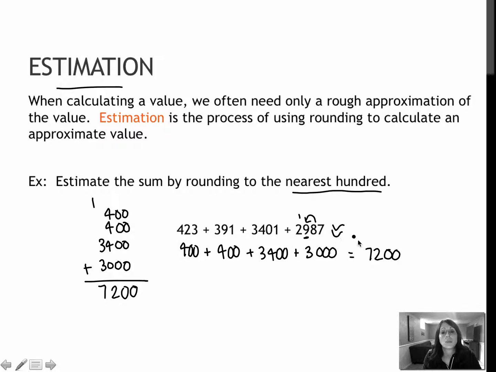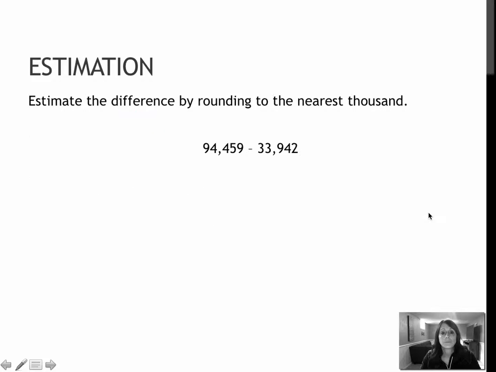We use a squiggly equal sign to mean approximately equal to, so I could say the sum of these is approximately equal to 7,200. We can do the same thing finding the difference. In this case, notice we're asked to round to the nearest 1,000, so I'm going to round each of these values to the nearest 1,000.